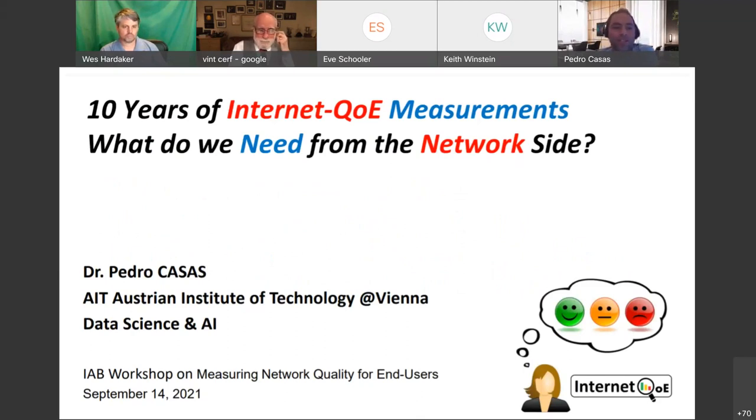So the idea is to understand, on the one hand, a bit more about QoE measurements per se, and if these tell us what we need from the network side. So if we can go to the next slide.